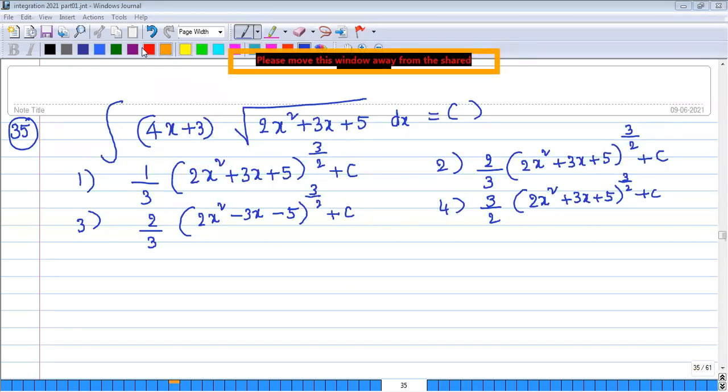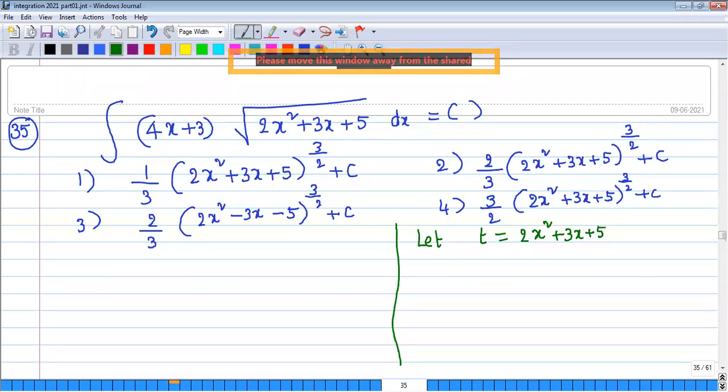Okay. So let us say this t is equal to 2x square plus 3x plus 5. Differentiate both sides with respect to x. dt by dx is equal to: x square differentiation is 2x, into 2, that will be 4x. 3x differentiation is 3, 5 differentiation is constant. So dt is equal to (4x plus 3) times dx.